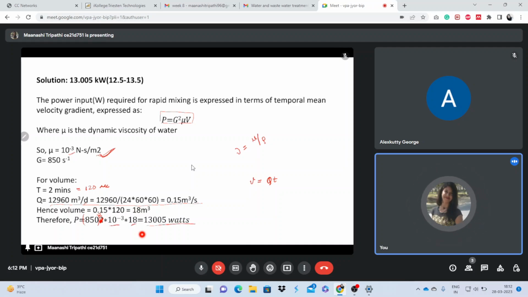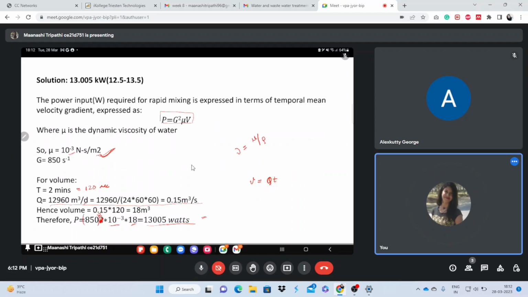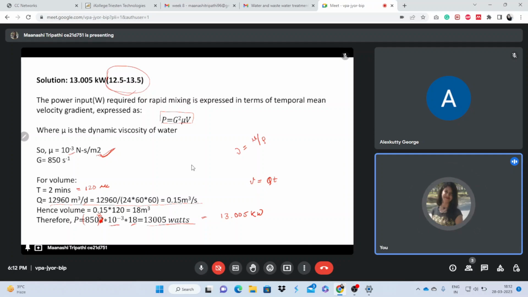We have to convert it into kilowatt because the question has asked us to answer in kilowatts. We have to be very mindful of that. Otherwise, even if you are doing it correctly, the computer will read it wrong. So it is 13.005 kilowatt. Also, in the questions, the computer will accept a response from 12.5 to 13.5, so a small error will be fine. There is no issue. You can directly do it.